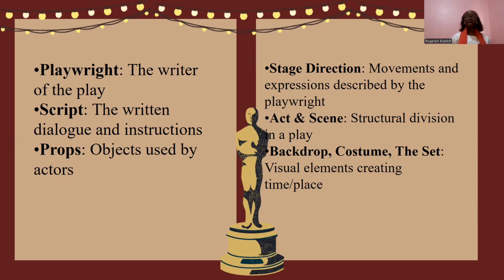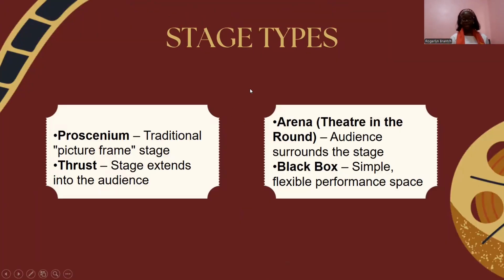So we have stage direction, that's the movements and expressions described by the playwright. I have to tell the actors if they have to go forward, they have to go backward. There's direction to the stage that they have to take that's written by the playwright or written in the play. Now we have acts and scene, a structural division in the play. We have background, costume, and the set, which are visual elements creating time or place. Now we have different stage types. We have proscenium, a traditional picture frame stage.